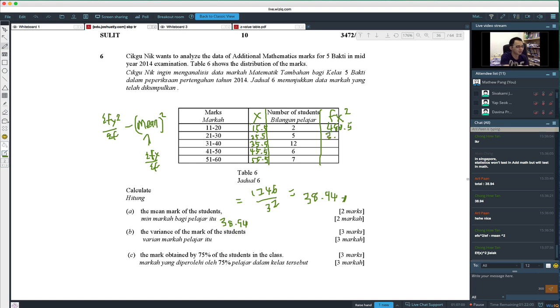3251.25. And the next one is 35.5 square, you multiply with 12, so it will be 1515123. So 45.5 square, and then you multiply with 6, so you have, the number is very big, it's 12421.5. And the next one will be 55.5 square, you multiply 7, so you have something so big, 21561.75. Then you have to sum all of it, because it's the sum of fx squared, right?